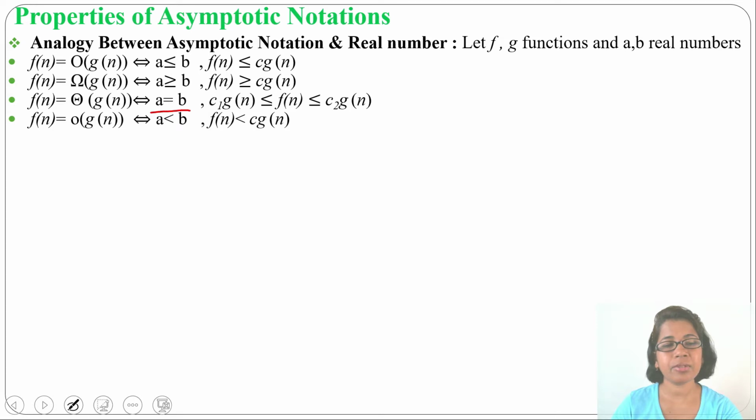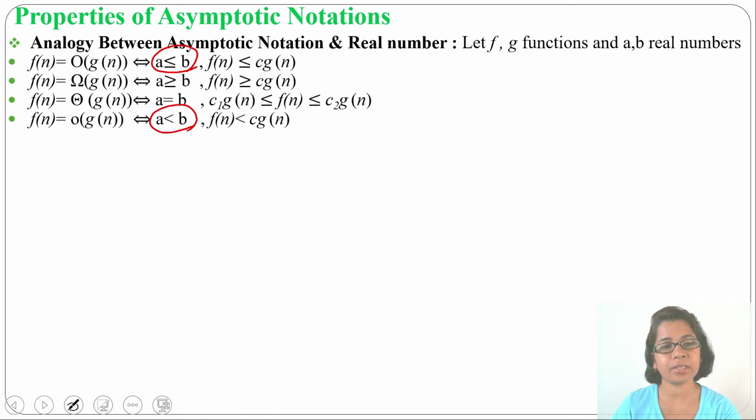If f(n) equals little o of g(n), we can write a less than b. Just compare with the big O notation. In big O notation, it is a less than or equal to b. In little o notation, a is less than b. Or you can write f(n) less than C g(n).